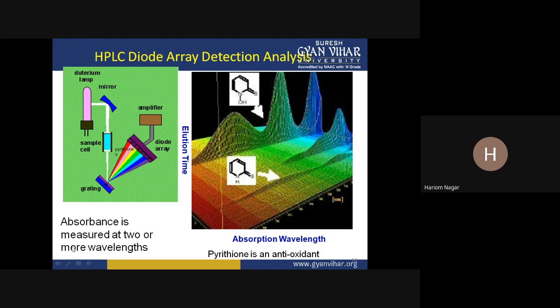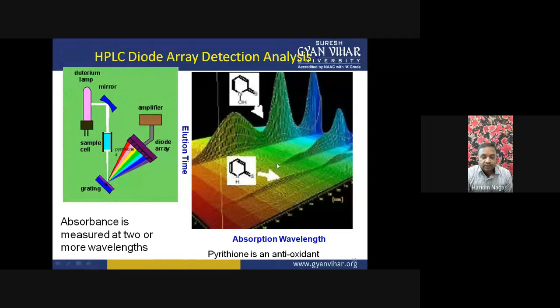Okay, absorbance is actually measured at two or more wavelengths. We can measure in the diode array detector the absorbance at two or more than two different wavelengths. Okay, because we can set here the wavelengths of each particular color. Okay, so this is actually the photograph representing the data analysis.